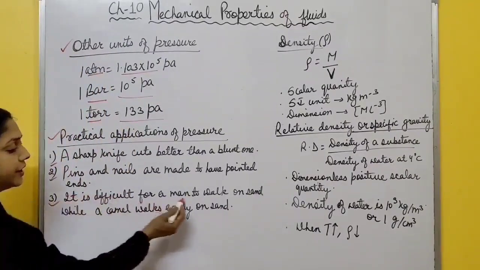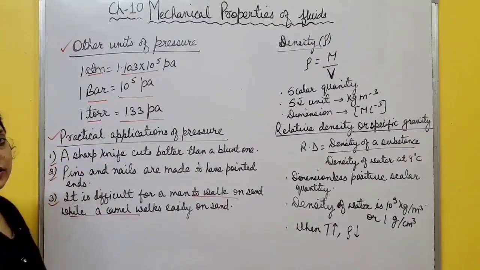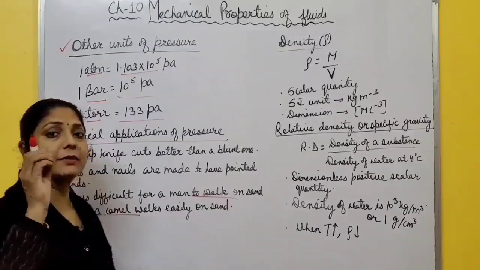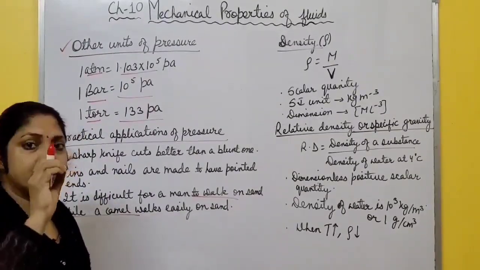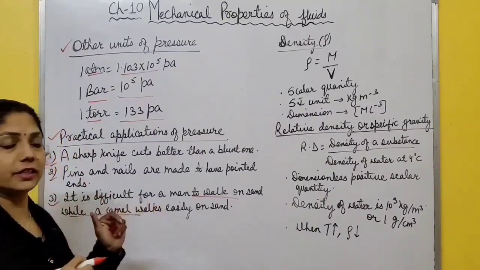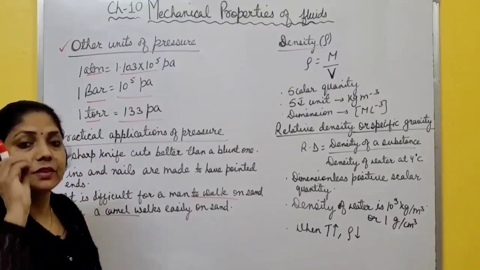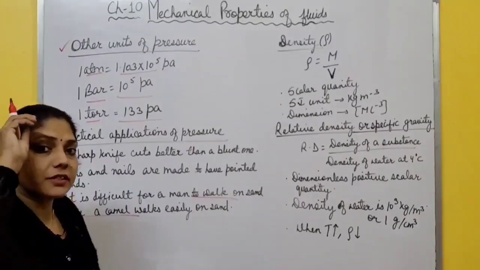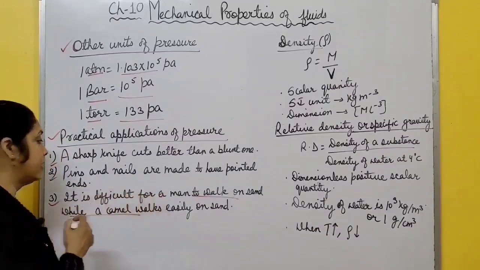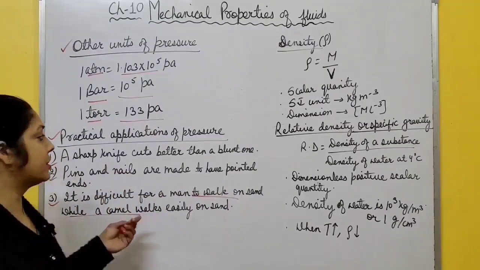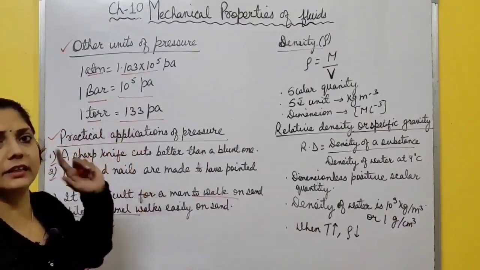Then it is difficult for a man to walk on sand while a camel walks easily on sand. It is observed that a camel's feet have a larger area so that it exerts less pressure and it can walk easily on sand. But as compared to the camel, a man's feet have a smaller area, so they exert more pressure on the sand and he is not able to walk easily on it. So these are some practical applications of pressure. Other applications are also there. You already discussed these things, I think, in class 9.